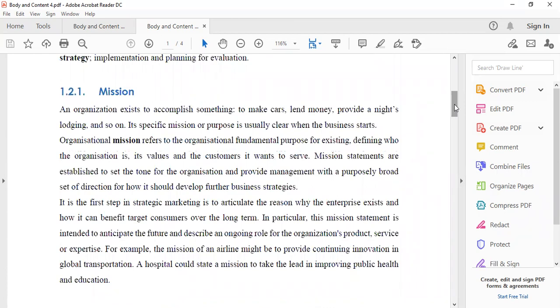Oftentimes, people confuse the terms mission and vision. An organizational mission is the purpose for its existence. It answers the question, why are we in business? On the other hand, the vision is the projection of the organization. Take, for instance, an educational organization may have the vision to be a leading research center in Africa. That could be a vision. But their mission is to educate and enlighten the youths, maybe for university, or the children for the people in basic educational level.